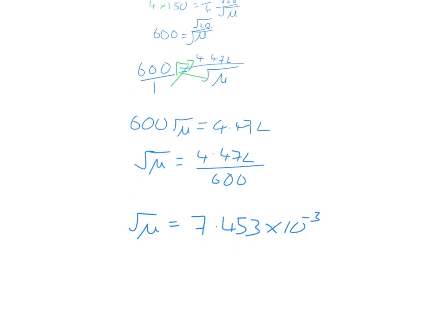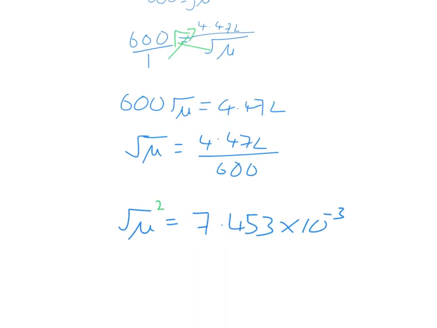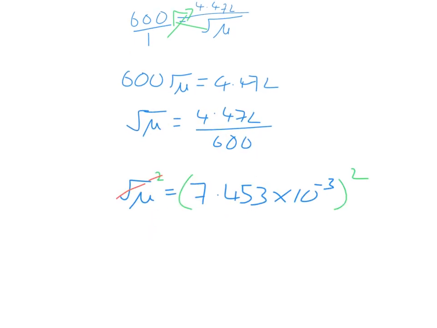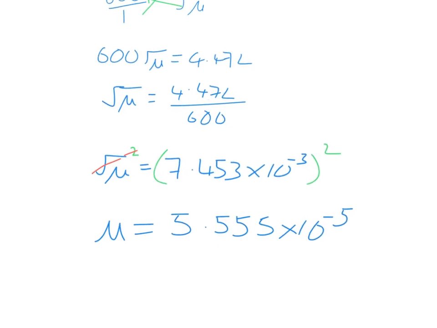And now just to get mu by itself, we need to get rid of that square root sign. So what we're going to do is square the left hand side and square the right hand side. When we square the left hand side, the square root and the square cancel out, so we're just left with mu. On the right hand side, our number works out kind of funny. We get 5.555 times 10 to the power of minus 5. That's actually just a coincidence there. I didn't plan on that when I came up with the question.